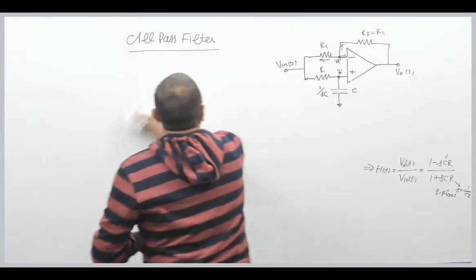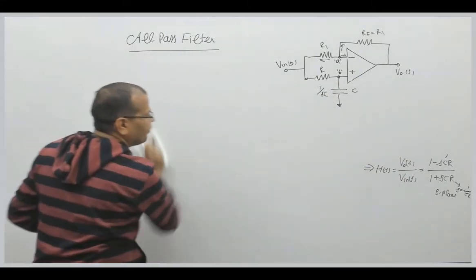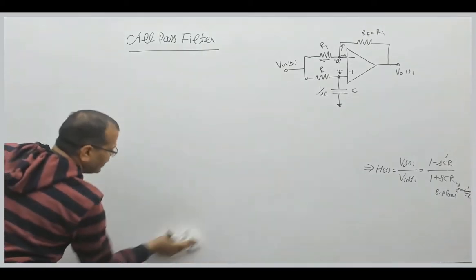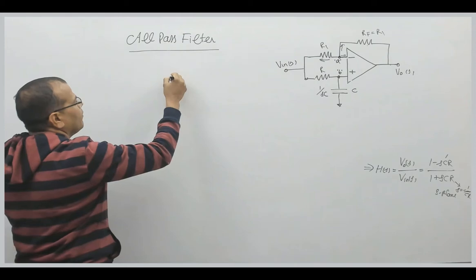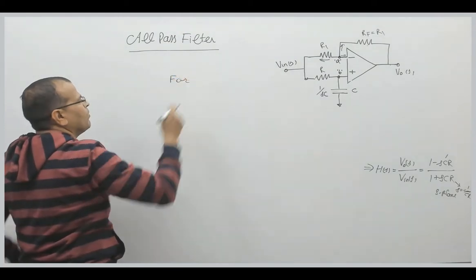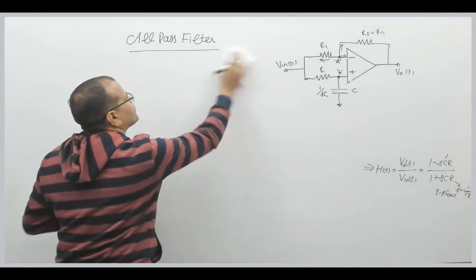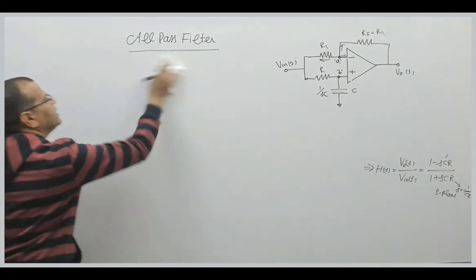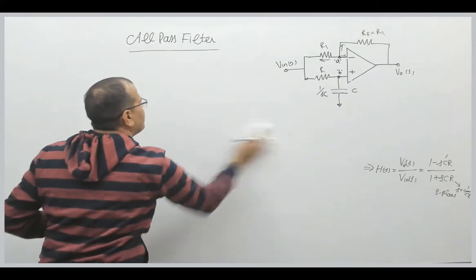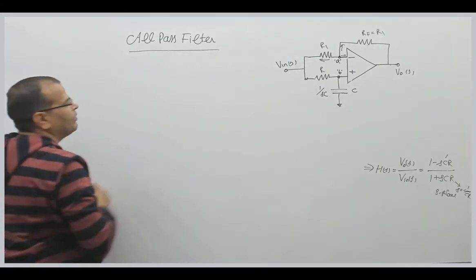So here let us see. For the frequency domain, I will be replacing S by j omega here. So let us see what will happen to the transfer function.